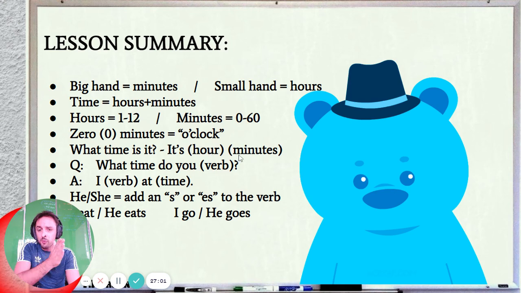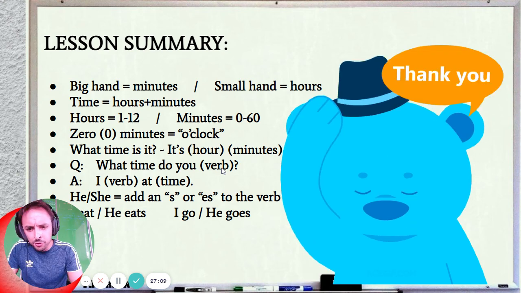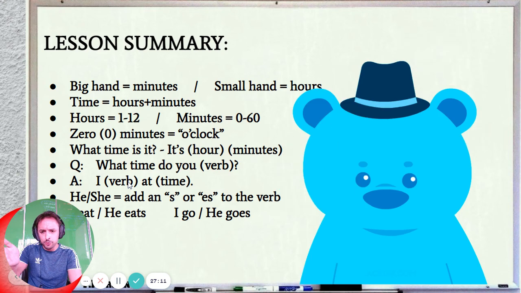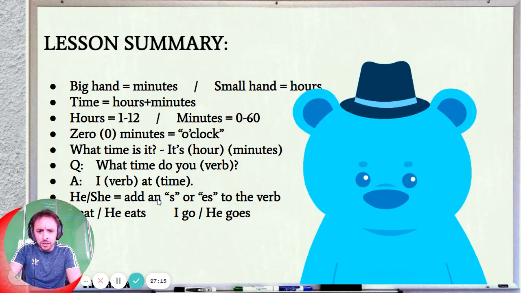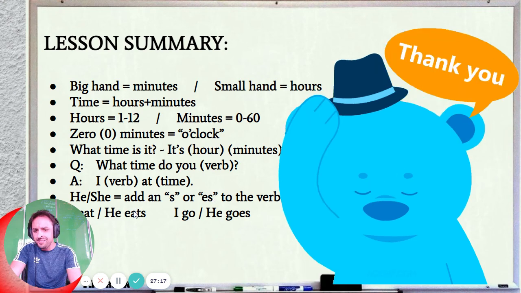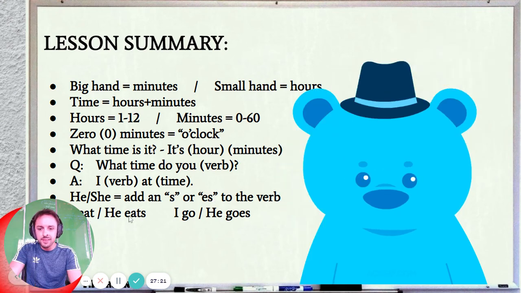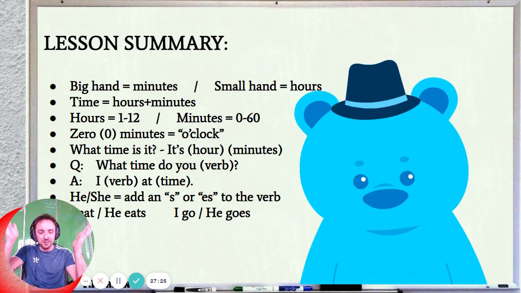What time do you go to bed? What time do you eat breakfast? What time do you go to school? I verb at time. I go to school at 9 o'clock. Remember, if it's he or she, you add an S or an ES. So I eat, he eats. I go, he goes.